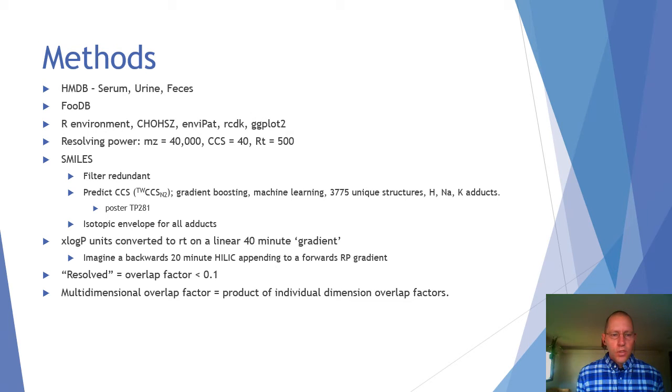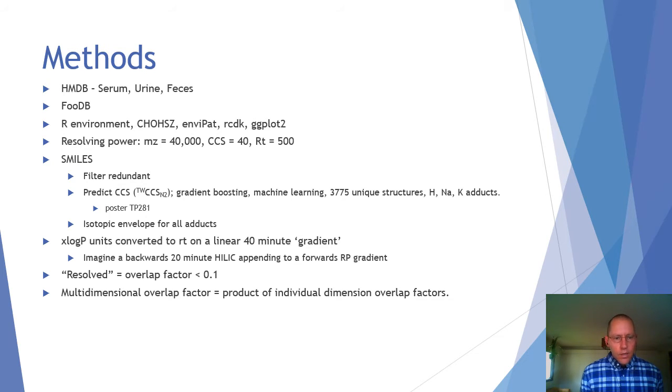We're going to make some assumptions that our mass resolving power is 40,000, CCS is 40, and retention time is 500. From the databases, we're going to extract SMILES, descriptions of the structure, filter the redundant, and predict CCS using a machine learning method that you can find described in TP281. We will also calculate the isotopic envelope for all adducts using the NVPAT package. XlogP units coming from the RCDK package will be converted to retention time on a linear 40-minute gradient. You can picture this as a reverse phase HILIC-type gradient to cover the metabolome.